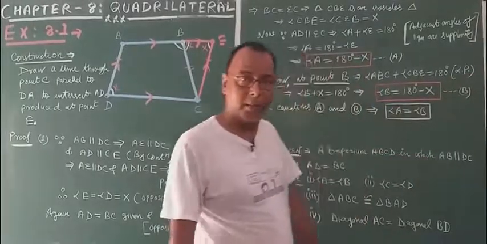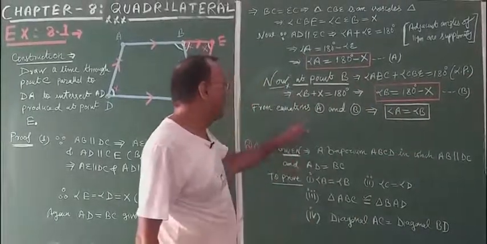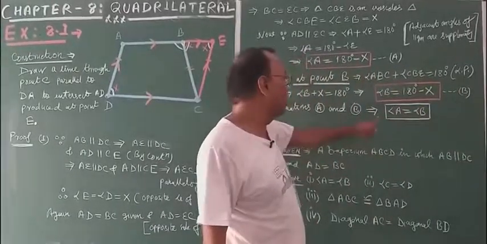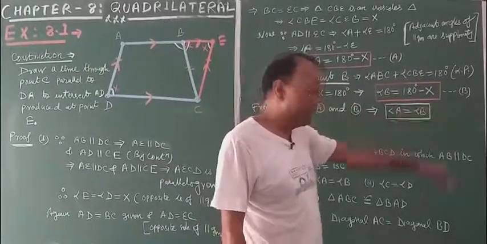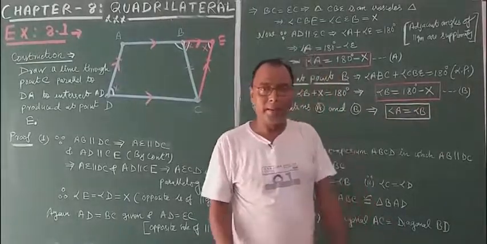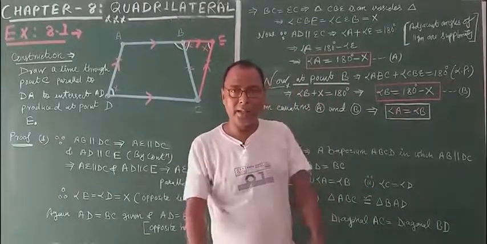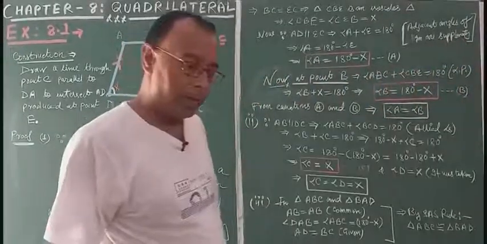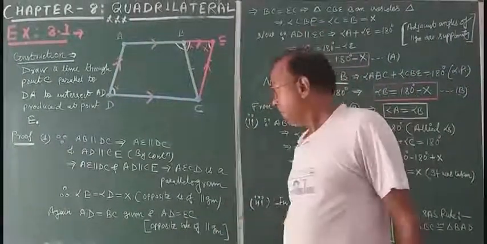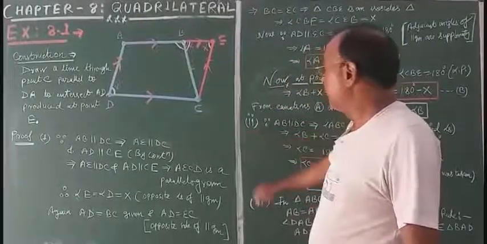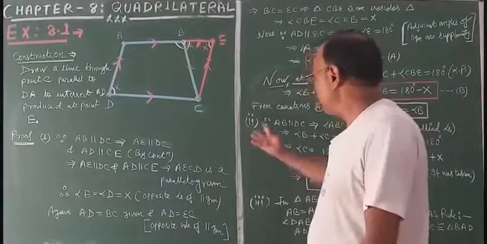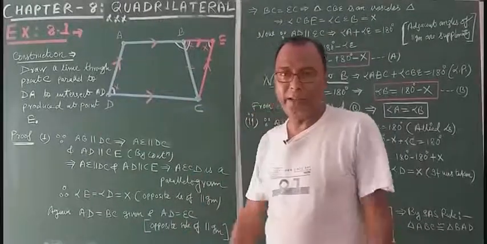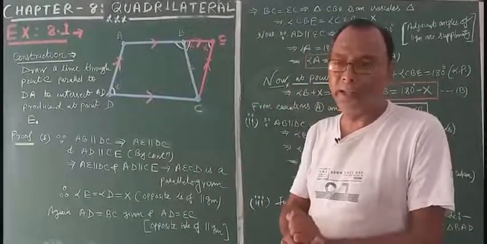Now from equations A and B, what we observe is that angle A is equal to angle B. Angle A is equal to angle B. Now for the second part, what do we have to prove? That angle C is equal to angle D.